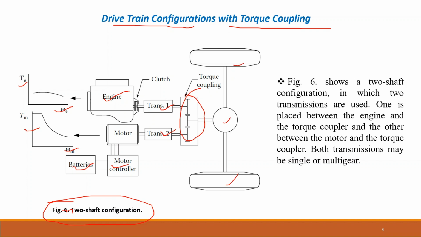This particular figure shows a two shaft configuration in which two transmissions are used. One transmission is placed between the engine and the torque coupler, and the other is placed between the traction motor and the torque coupler. Both transmissions can be single gear or multi gear, depending upon our needs. So this has two transmissions.